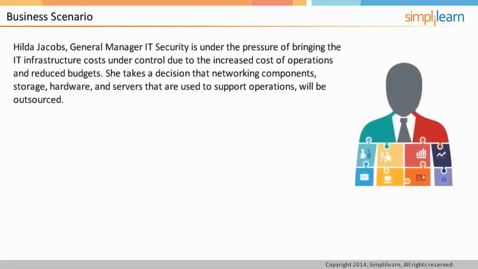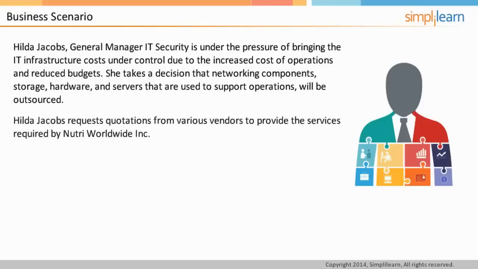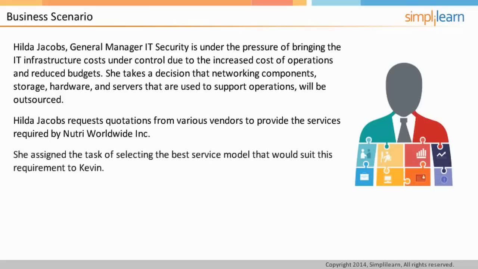Hilda Jacobs, General Manager IT Security, is under the pressure of bringing the IT infrastructure cost under control due to the increased cost of operations and reduced budgets. She takes a decision that networking components, storage, hardware, and servers that are used to support operations will be outsourced. Hilda Jacobs requests quotations from various vendors to provide the services required by Nutri Worldwide Inc. She assigned the task of selecting the best service model that would suit this requirement to Kevin.